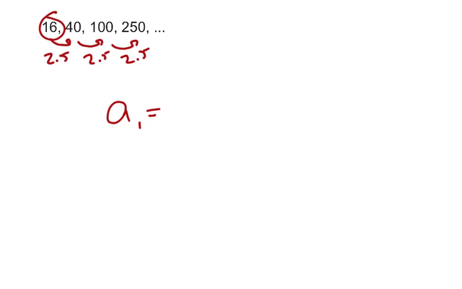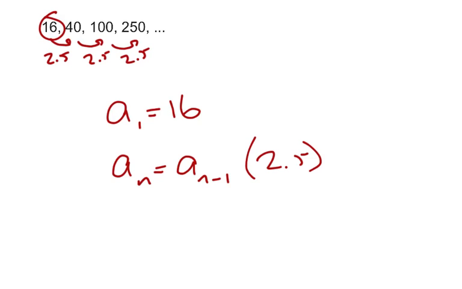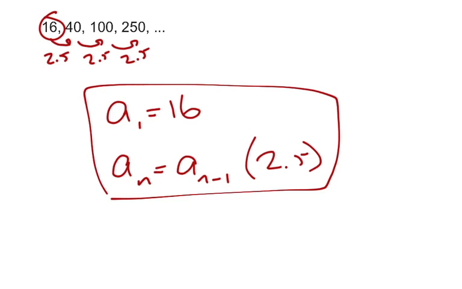How about if we're multiplying? When we go from 16 to 40, that's multiplying by 2.5. From 40 to 100, that's multiplying by 2.5. And from 100 to 250, that's multiplying by 2.5. So start with your first term, which here is 16. And then how do we get to the next term? Well, we take the previous term and just multiply it by 2.5. That's it.